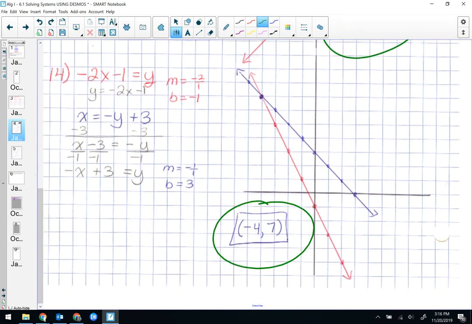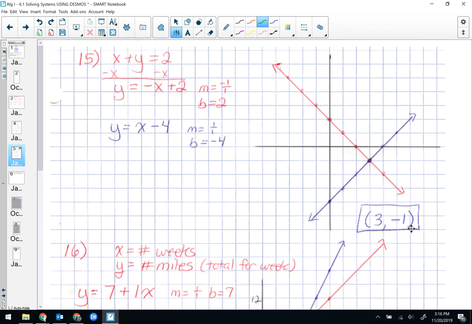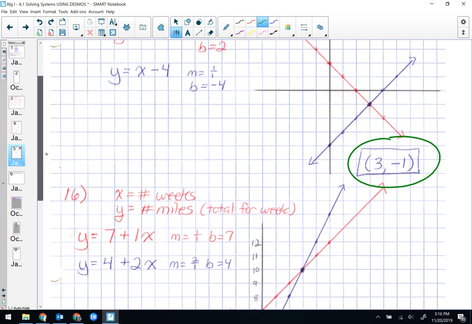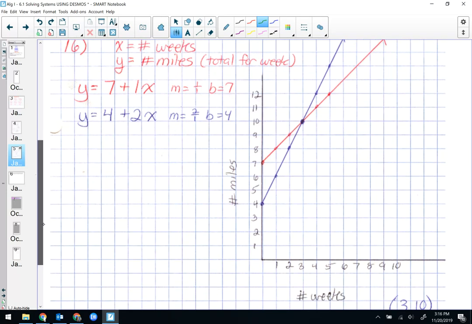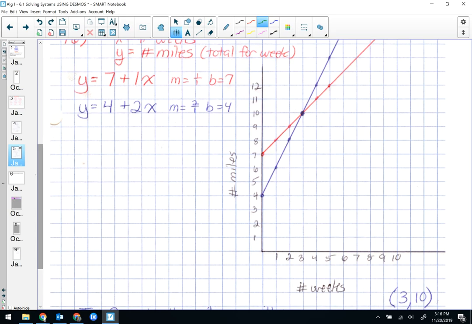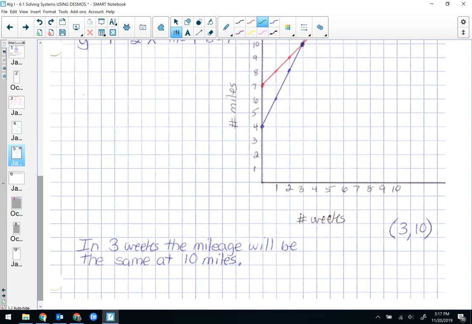Okay, pause whenever you need to. Don't forget number 15. And there's the answer for number 16. Okay, you see both of the equations there. X is the number of weeks, and Y is the number of miles, totals for the week. So 3 weeks, 10 miles.